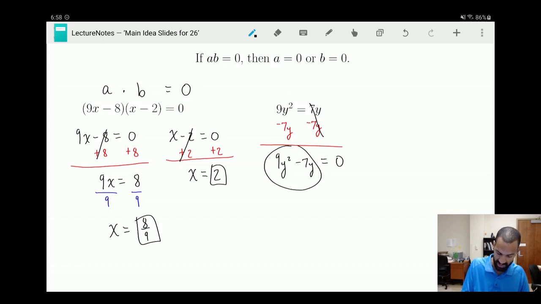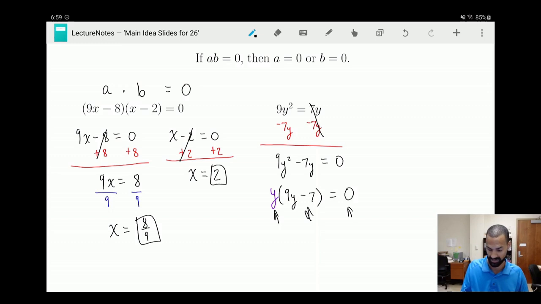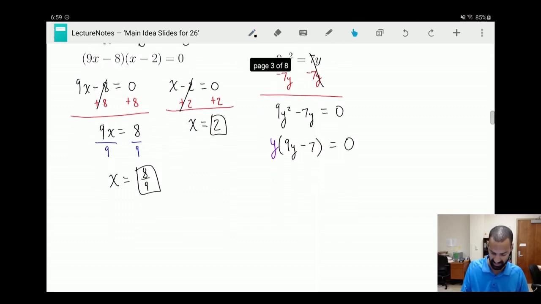Notice I did not put these two together. They're not like terms, right? Remember, y squared, y, not like terms. So keep them separated. Looking at it like this now, 9y squared minus 7y. They both have y in common, so I'm going to factor it out. Okay, y is a common factor. If I factored out y, I get y times 9y minus 7. Now, something times something equals 0. The zero product property applies.